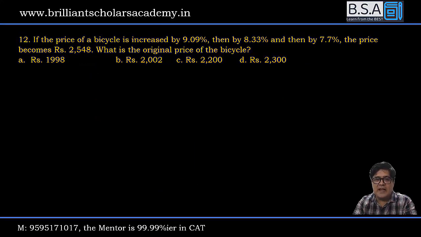Read this, try this, take a minute or so. Price of a bicycle is increased by 9.09%, 8.33%, 7.7%. The price becomes 2548. What is the original price of the bicycle?